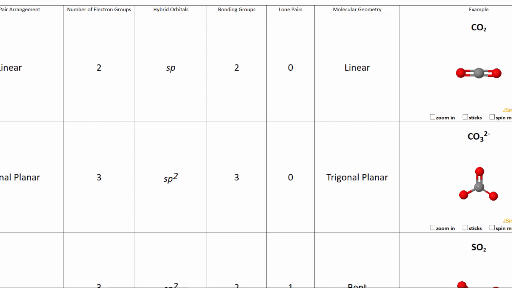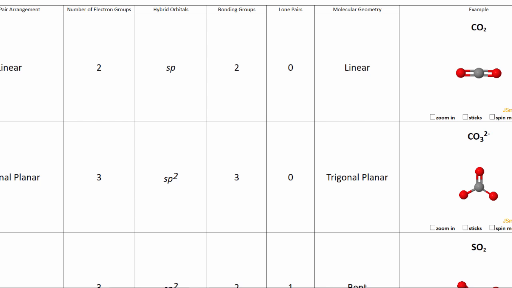So if you know the electron pair arrangement is linear, then that tells us that there are 2 electron groups. The hybrid orbitals are going to be sp hybrid orbitals. It tells us there are 2 bonding groups, 0 lone pairs. Again, the molecular geometry is linear.